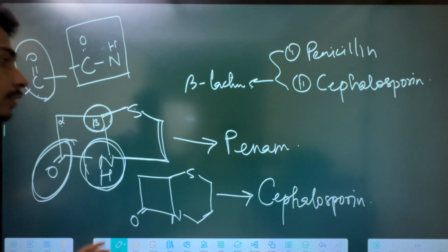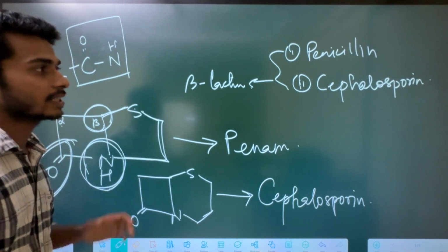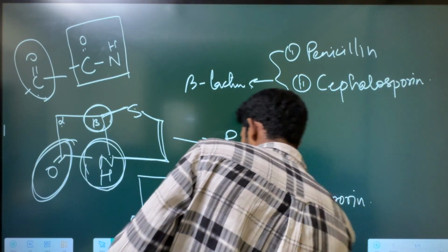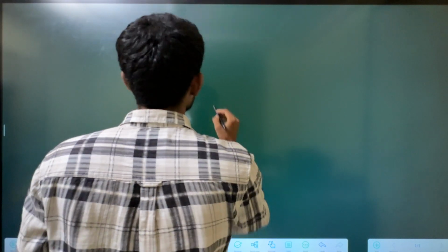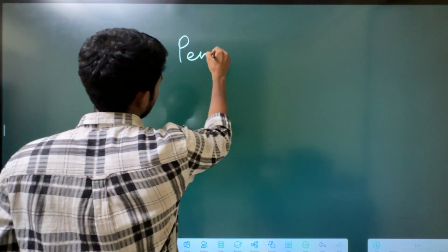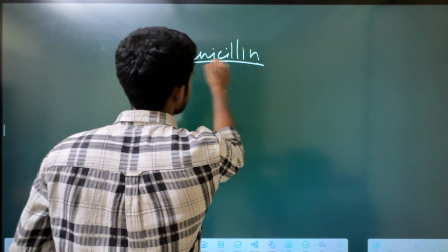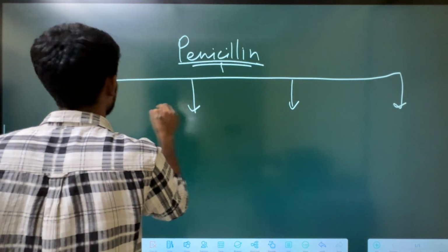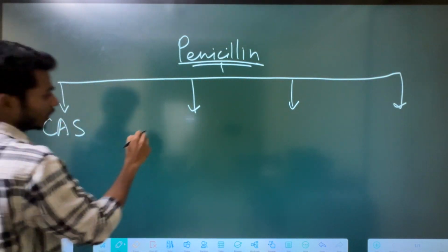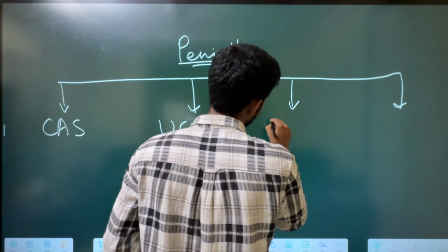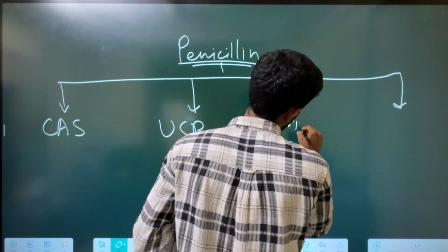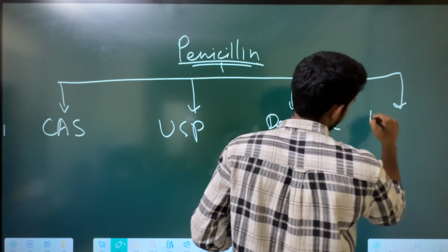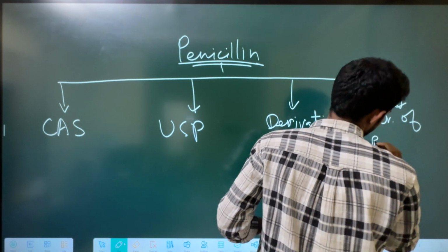Now we will see how to name penicillin and cephalosporin. Today we will see only penicillin because the video is going to be very short. So today we will see only penicillin naming. Penicillin is named in 4 ways. What are they? Number 1 is called the CAS system. Number 2 is called the USP system. Number 3 is derivative of penam. And number 4 is derivative of penicillinoic acid.